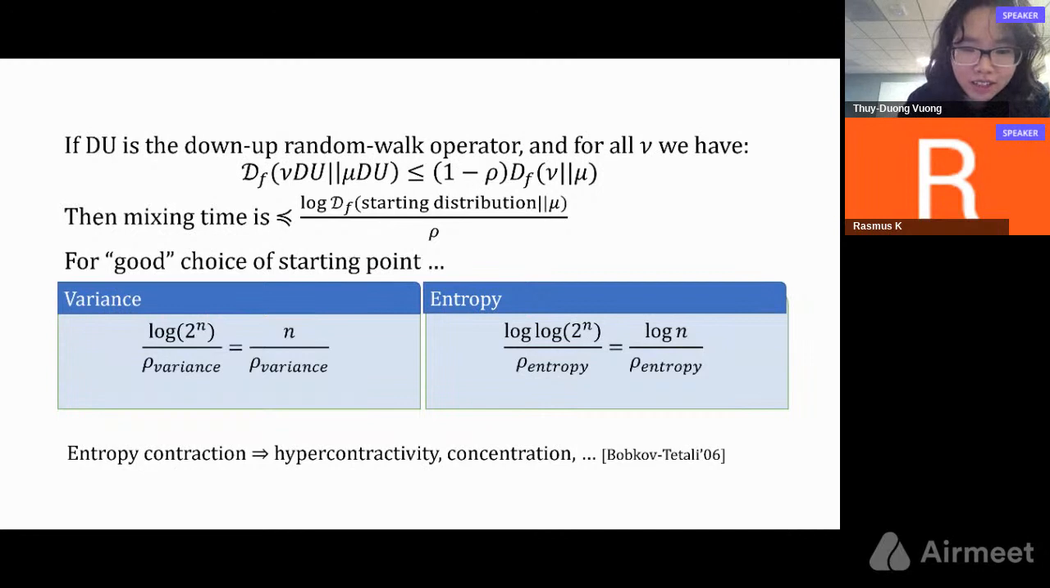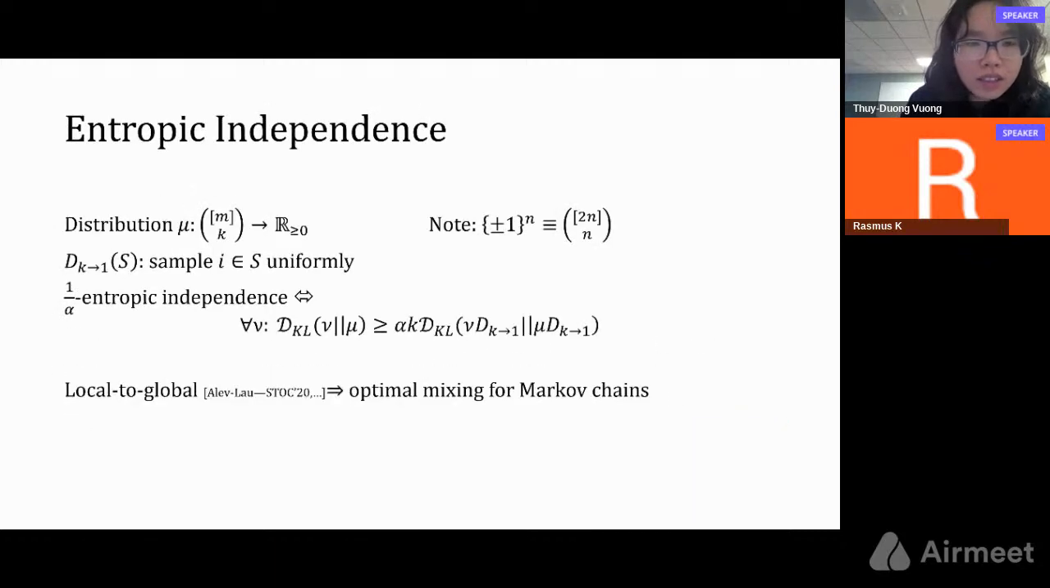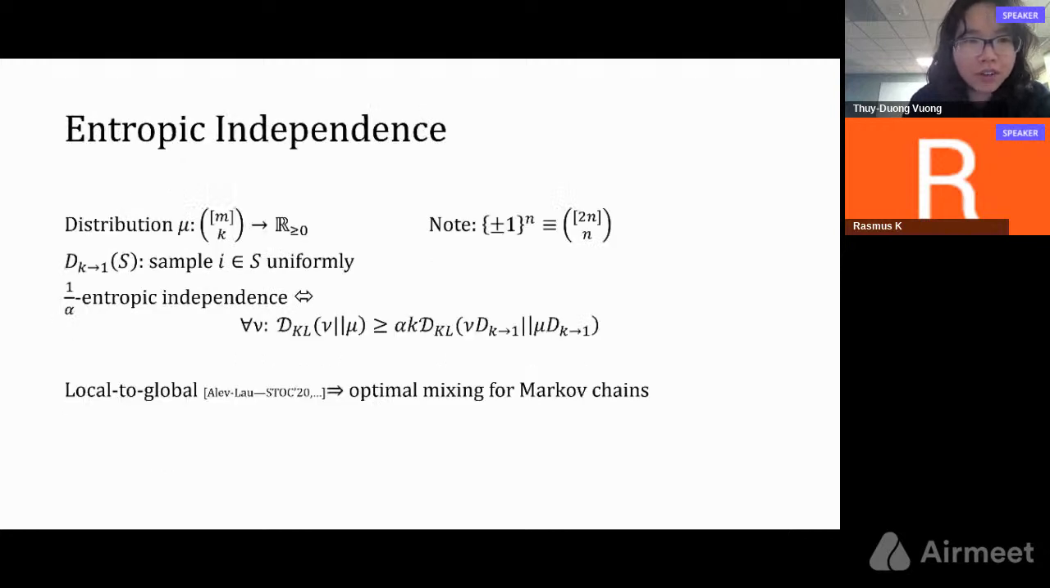Any other questions? Yeah, I think that's all. Okay. So I will go next to the entropy independence definition. Now we will define entropy independence, right?